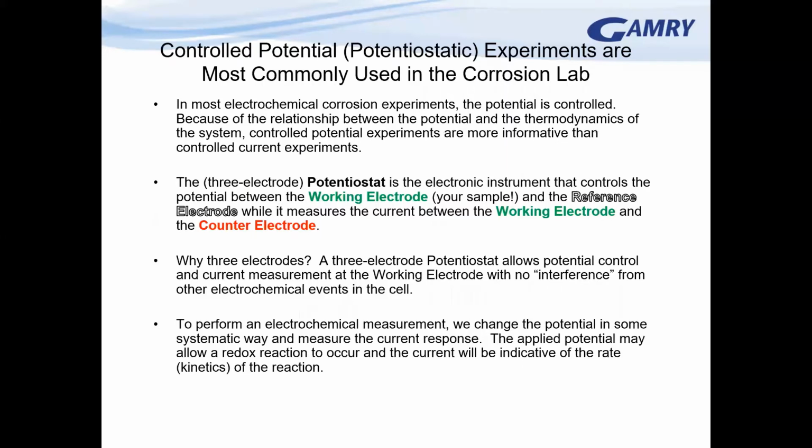So potentiostatic experiments are the most commonly used because of the relationship between potential and thermodynamics. A potentiostat can control the potential between the sample and a reference electrode and measure the current between the sample and a counter electrode. The reason for using a 3-electrode system is because we can isolate the current voltage behavior of the sample to get more information that way. During the electrochemical experiment, we change the potential in some systematic way and measure the current response.